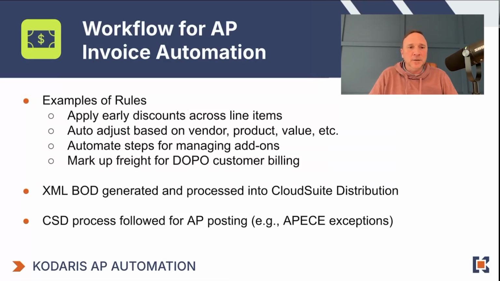So at this point, we've read the email, we've read the document, we've created the electronic AP invoice inside of Coderis. We've applied any of these business rules to manipulate or adjust the data prior to posting to the ERP. We then generate the electronic file. And at this point, really, it's mimicking an EDI or electronic data integration transaction set.